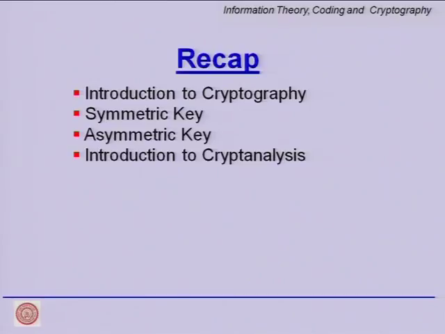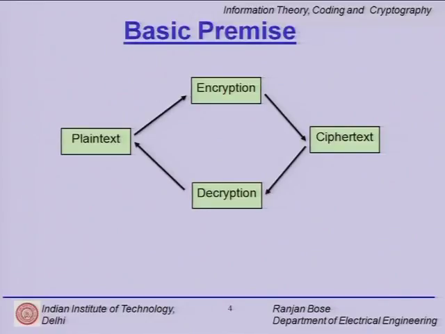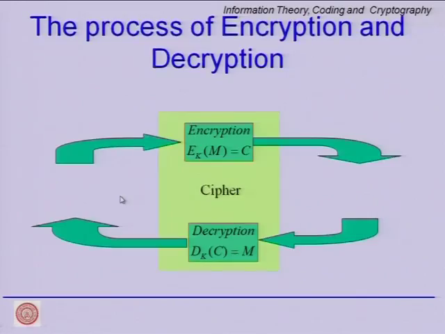So, let us start with a quick recap of what we have studied so far. We have looked at an introduction to cryptography, followed by symmetric key and asymmetric key cryptography, and we had a very brief introduction to cryptanalysis. Now, the basic premise is that we start with a plain text, go through encryption and obtain a ciphertext which is not discernible to unintended users, but the intended valid user goes through a decryption process and gets the plain text back.